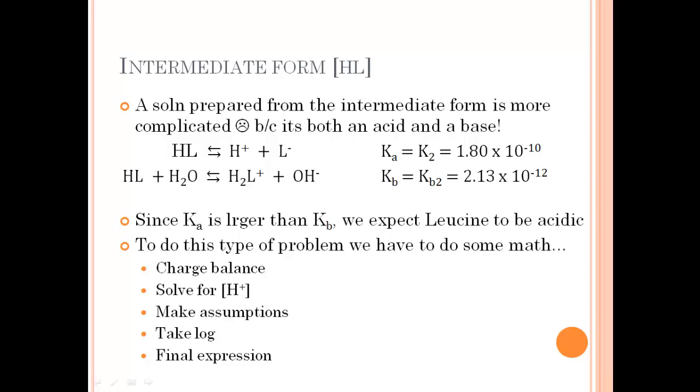acidic. However, just because we think it's going to be acidic, it doesn't mean that we can simply ignore the base hydrolysis reaction. Ka is larger, but both reactions proceed to a nearly equal extent. I mean, one's 10 to the negative 10, one's 10 to the negative 12. Because the H plus that's produced in the first reaction is going to react with the OH minus that's produced in the second reaction. And therefore, that's going to drive the reaction to the right, making Ka and Kb nearly equal.